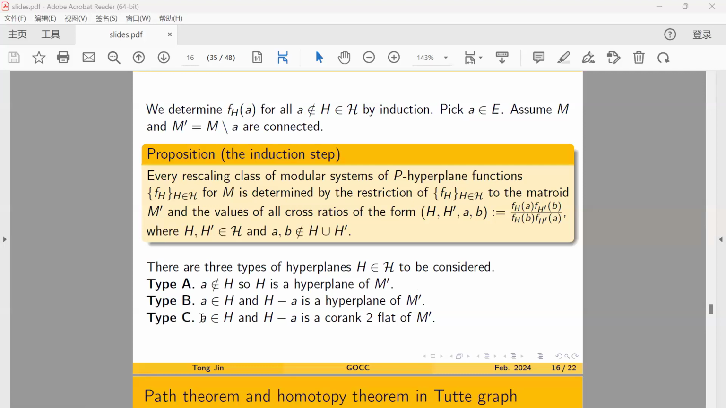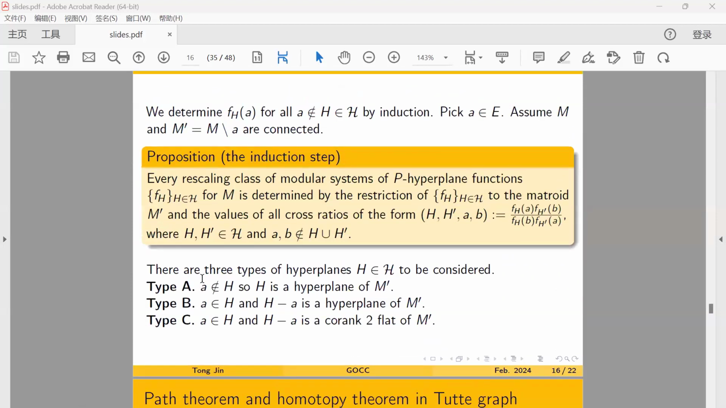And the last case is when A is inside the hyperplane, but the set H minus A is a corank 2 flat. In this case, we actually have a modular triple of hyperplanes inside the matroid M. So let's just skip this one for the proof. I will only do the proof for the type A case. For the induction, I will show you an idea on how we get, let's say, an algorithm for getting FH at A for H among the type A hyperplanes.